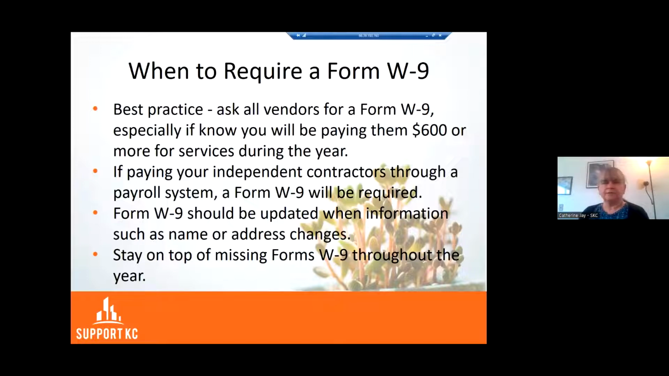And then you need to stay on top of it. If you're not asking for those W-9s up front before you make a payment, and you've gone over $600 during the year, you need to keep on top of asking for those missing W-9s. One thing you don't want to do is get to the end of the year and find out that you have to ask 20 vendors for W-9s, and you need to track them down and get them all to turn in a W-9 so you can issue your 1099s in a timely manner and meet the deadline.